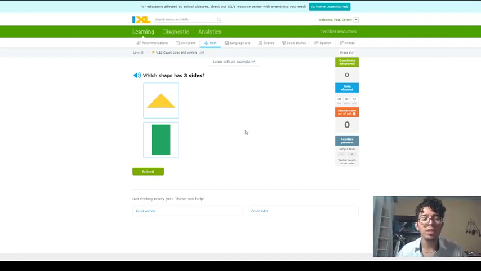Okay? For example, in this one, which shape has 3 sides? ¿Cuál de estas figuras tiene 3 lados? Well, let's count. This one has 1, 2, and 4. And this one has 1, 2, and 3 sides. So the shape that has 3 sides will be this one.